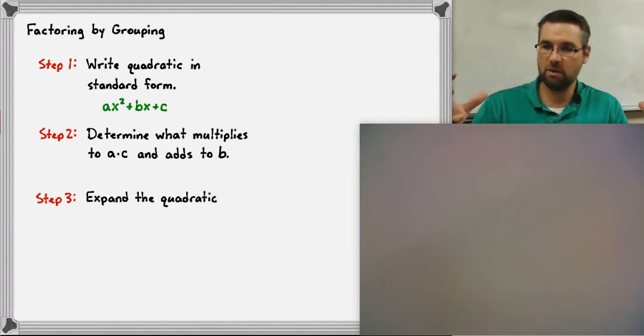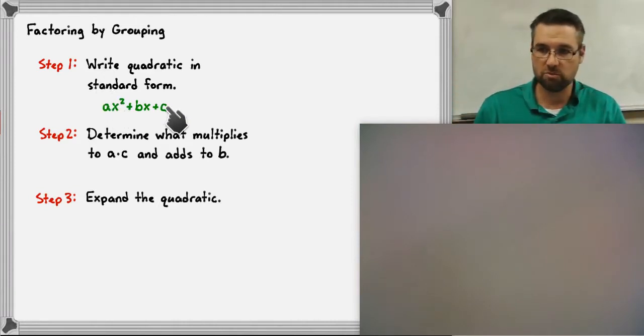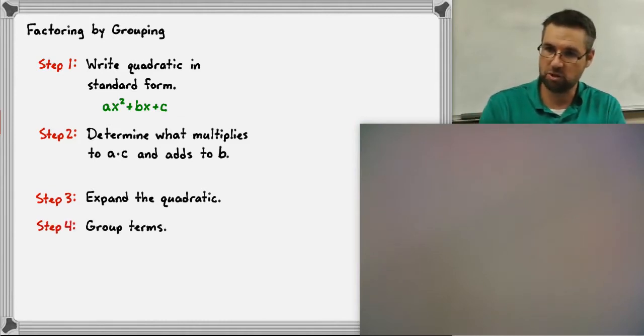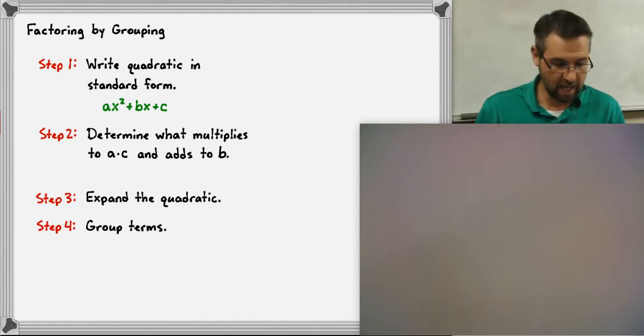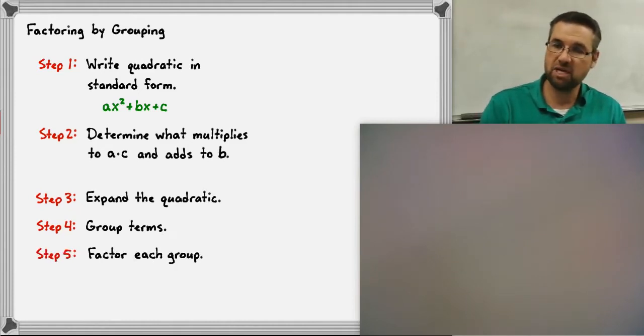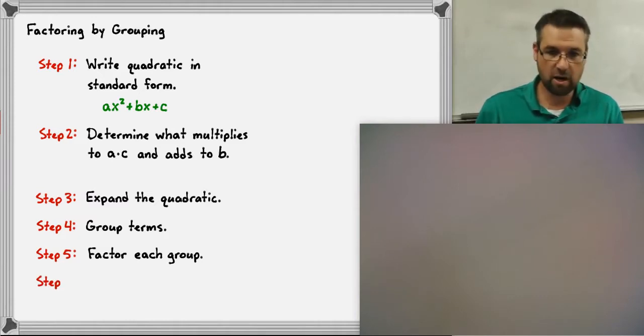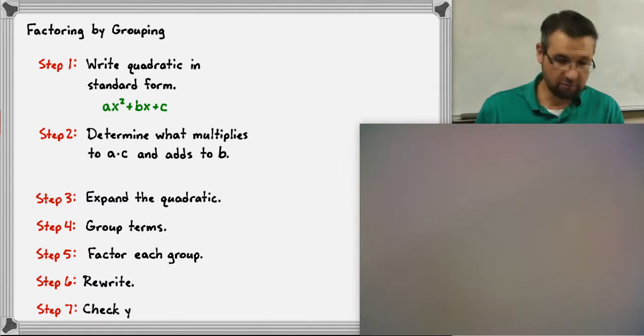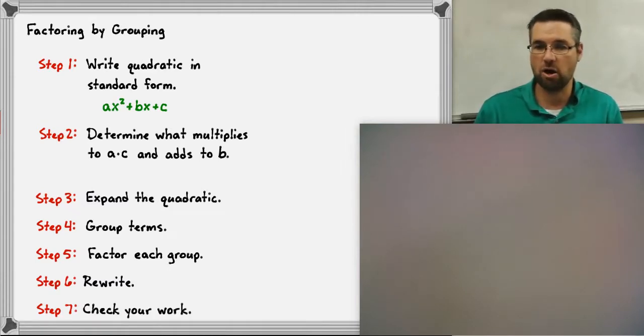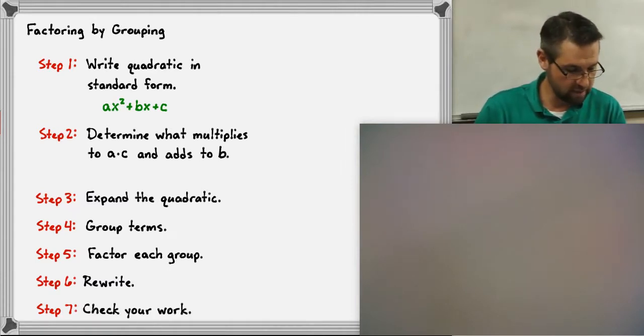Step 3 is to expand the quadratic. And that means instead of writing it with 3 terms, we're going to write it with 4 terms. And you'll see an example of this in a second. The reason we want 4 terms is so that we can factor by grouping. So we can group the terms together like we did in the last lesson. And then when we group the terms together, we can find the factors of each of those groups. And then from there, we can rewrite it. Okay? And then after that, of course, our last step should be to check our answer. And we'll do that in our first example here.